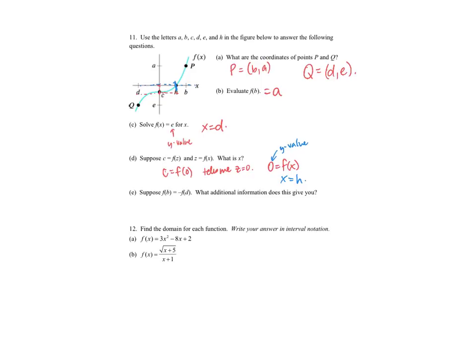So now it says, suppose that f of b is equal to negative f of d. And we want to see what we can conclude from that. So what is f of b? F of b we have said is a. So a is equal to negative f of d. Well, what is f of d? F of d is e. So this tells us that a is equal to negative e. So that's what we can conclude.